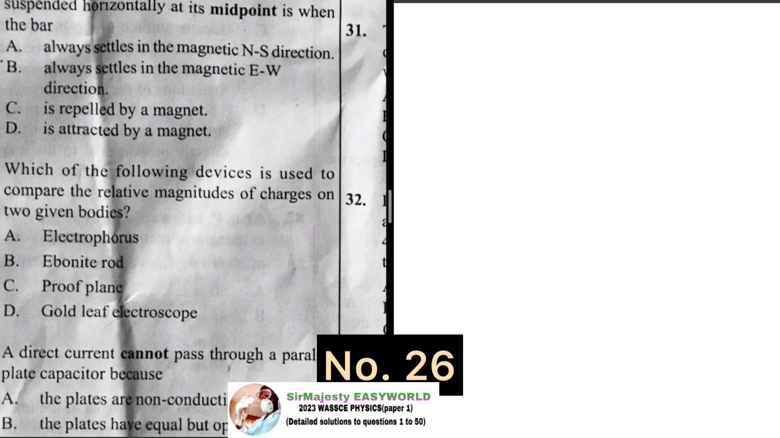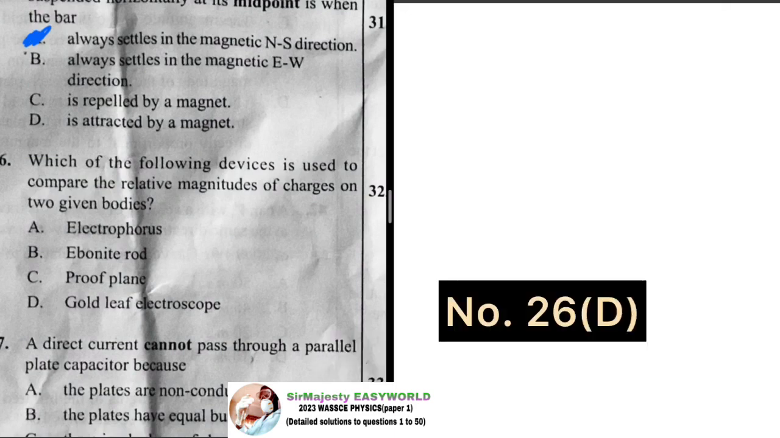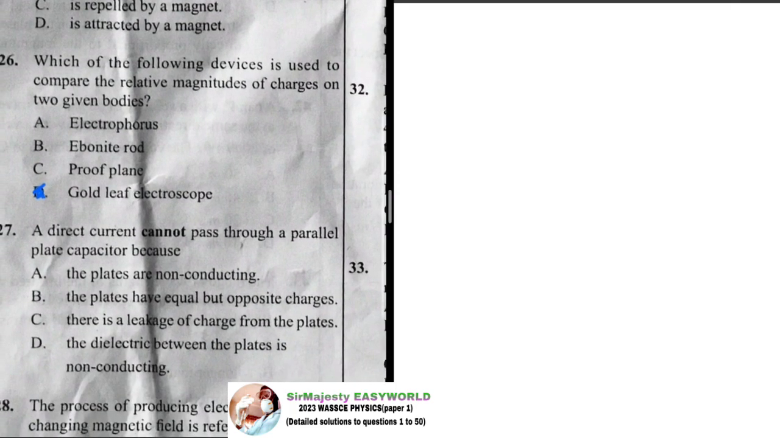So the next question is, which of the following devices is used to compare the relative magnitude of charges on two given bodies? The answer is A. The answer to this question is gold leaf electroscope, because the gold leaf electroscope is used to measure small charges that can be recorded, and the others cannot be used to measure charges. So to compare the relative magnitude of charges, we can use the electroscope, because it measures the charges of the two bodies.